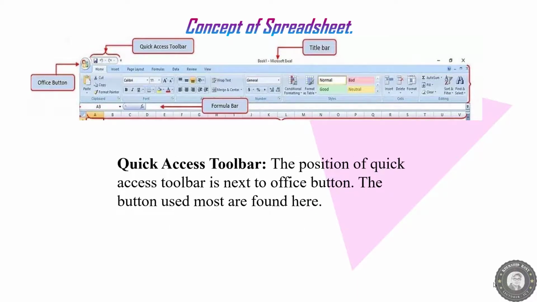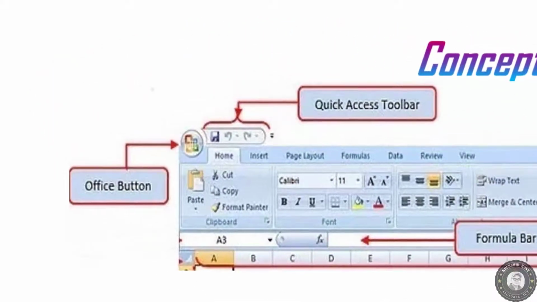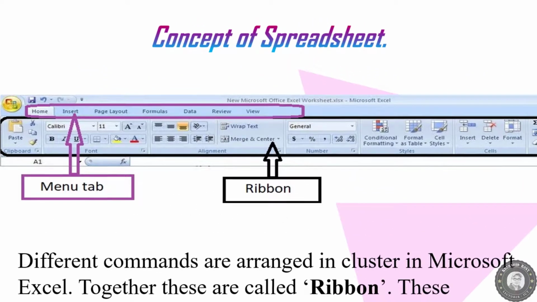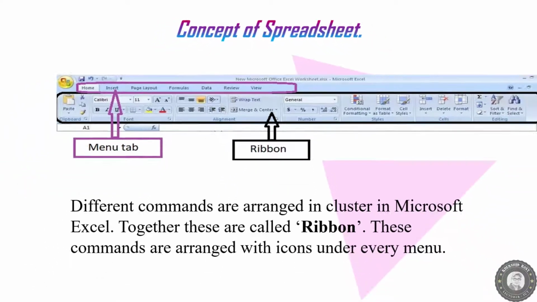Quick Access toolbar. The position of Quick Access toolbar is next to the Office button. The buttons used most are found here. Different commands are arranged in clusters in Microsoft Excel. Together, these are called ribbon. These commands are arranged with icons under every menu.